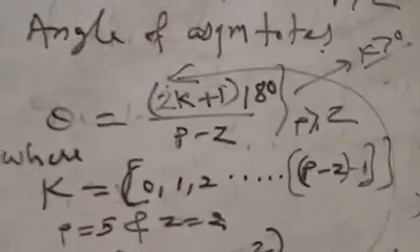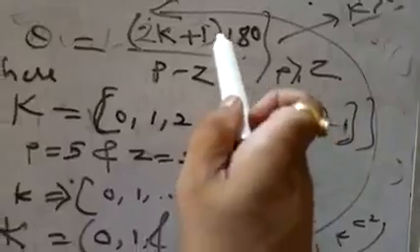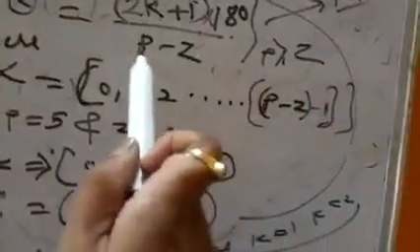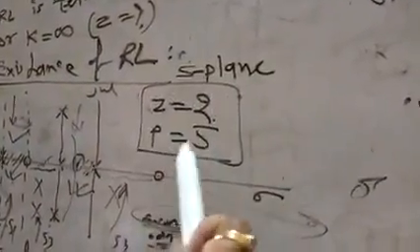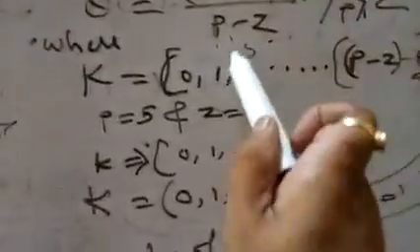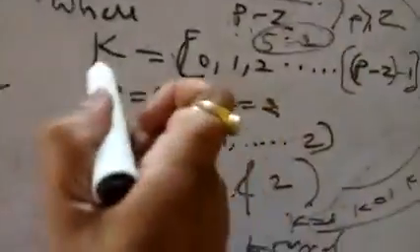Next is angle of asymptotes. Determine the angle of asymptote. The formula is (2k plus 1) into 180 divided by number of poles minus number of zeros. In this example, zeros is 2, poles is 5. Here 5 minus 2 means 3. And what is the k? K is the integer 0, 1, 2 and so on.